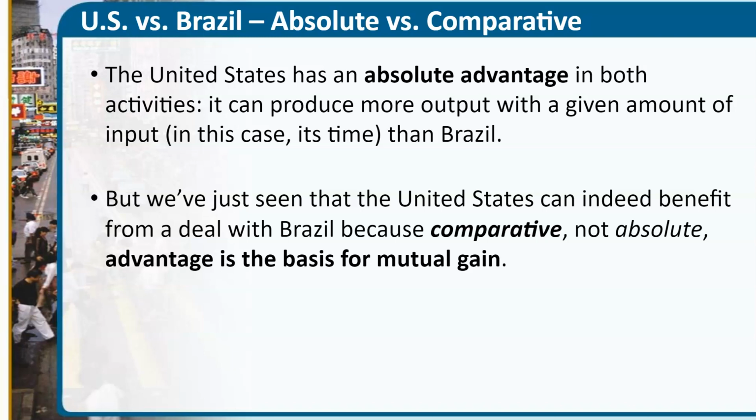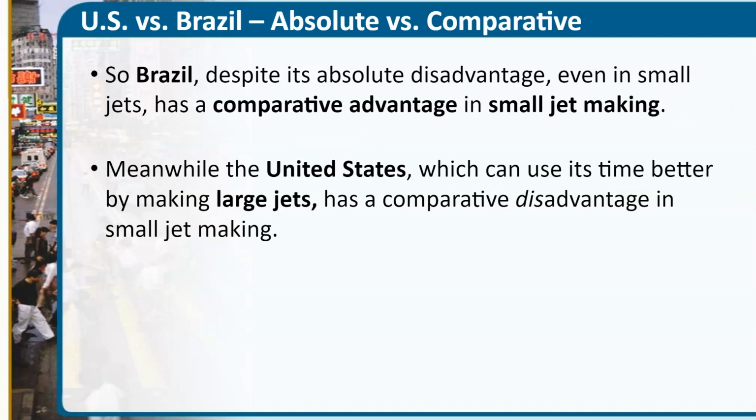And in this case, it is Brazil that should make the small jets and the U.S. the large ones. And that's what we saw in that model. And we saw it in the opportunity cost. We saw it in the graph. Both of those demonstrate this idea.